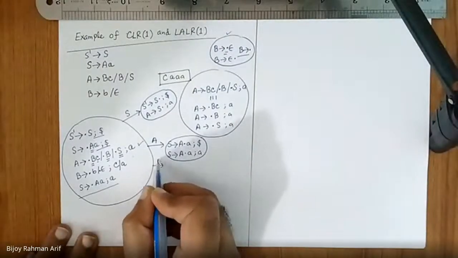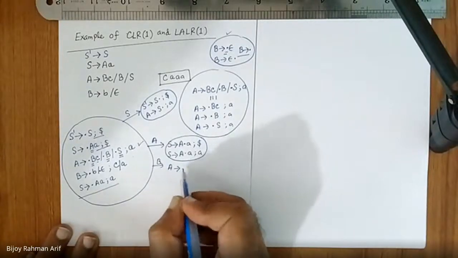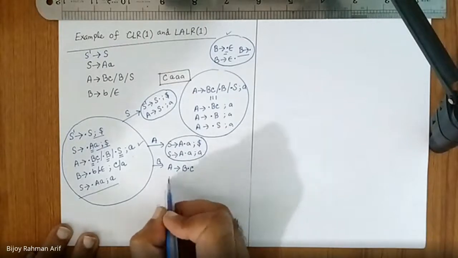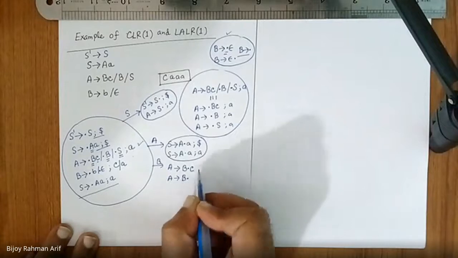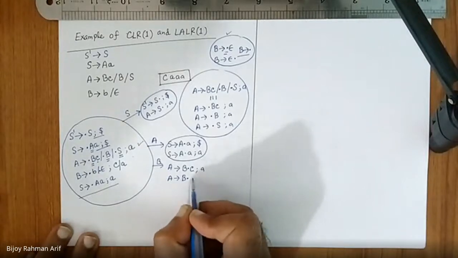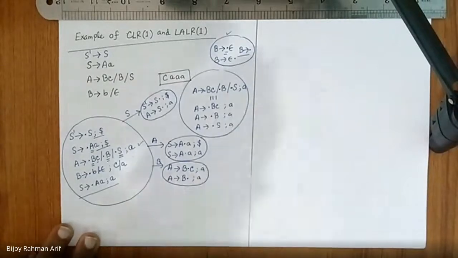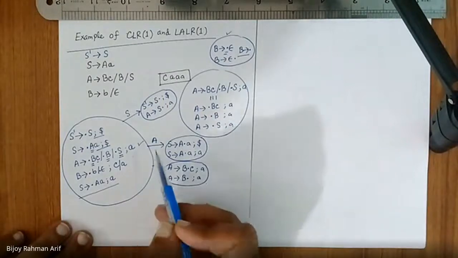Go to capital B. What do you get? A derives C and A derives B dot. Then look at is A. We are done with this. The B is done. What else? A is done. B is done.